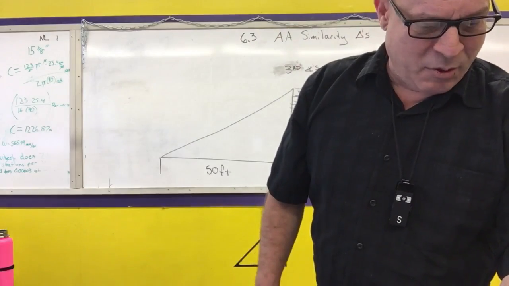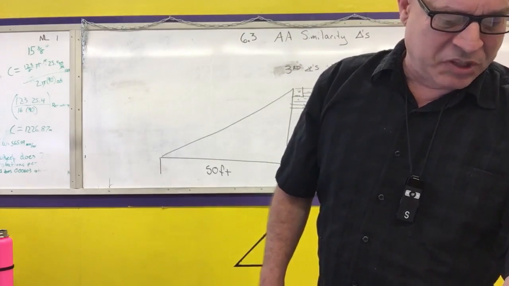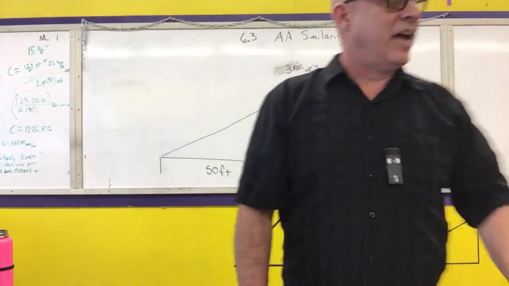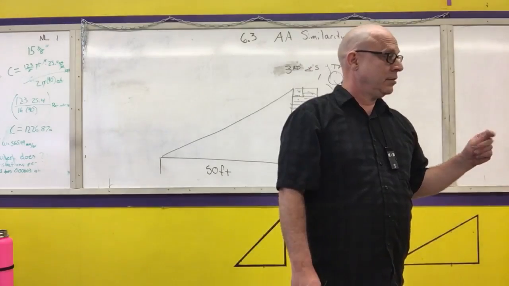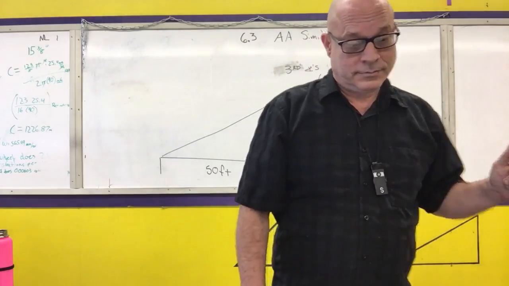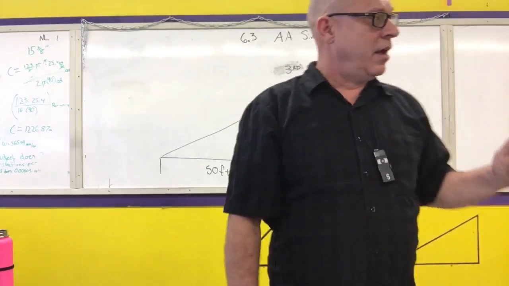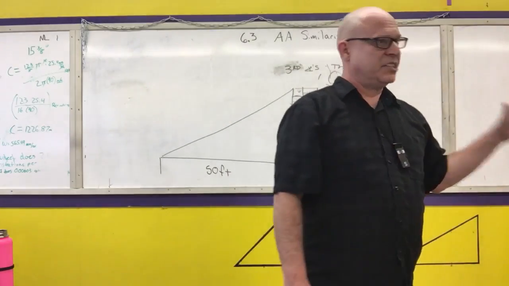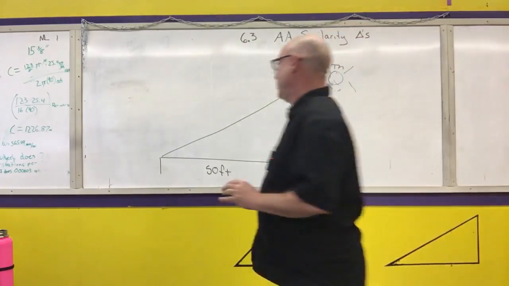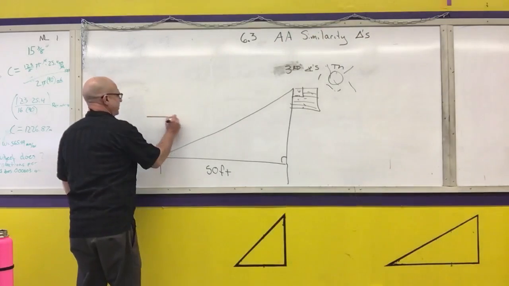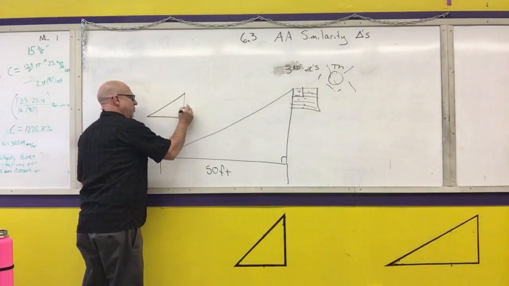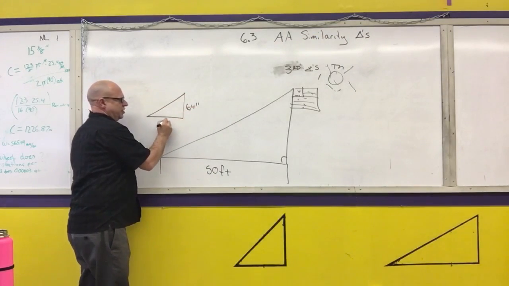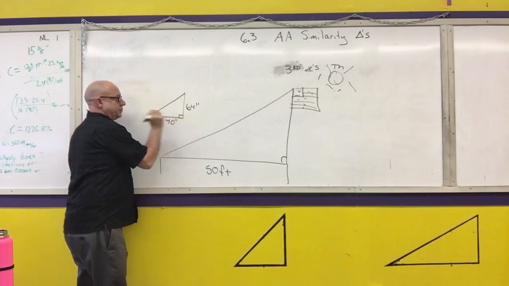It says at the same time, a woman standing nearby who is 5 feet 4 inches tall. 5 feet is how many inches? 5 feet is 60. 60 plus 4 is? 64. So you have somebody standing nearby that is 64 inches tall that casts a shadow that is 40 inches.